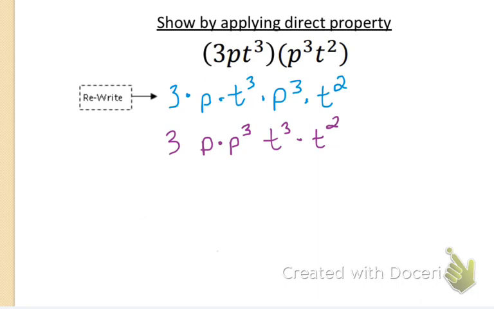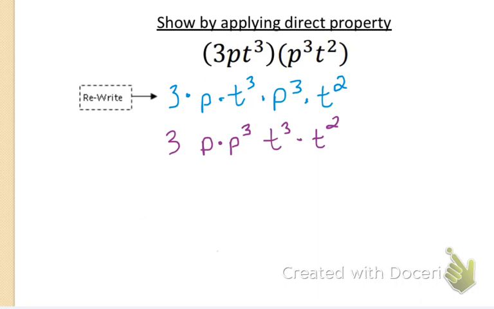So what I did is I rewrote this where I have my p's together and my t's together. Now, how did I determine whether the p goes first and then the t, or the t goes first? It doesn't matter, but usually it's in alphabetical order. So the p's first and then the t's.